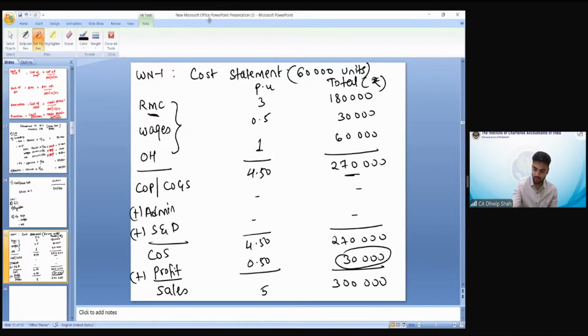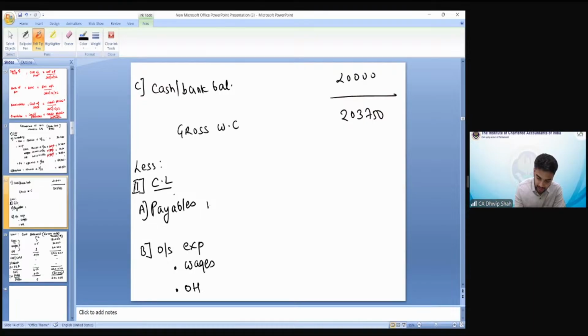Okay? So can I say it would be 180 multiplied by creditors holding period. How much is my creditors holding period? 2 months. So I pay after 2 months from the date of buying. So 30,000 is my creditors.